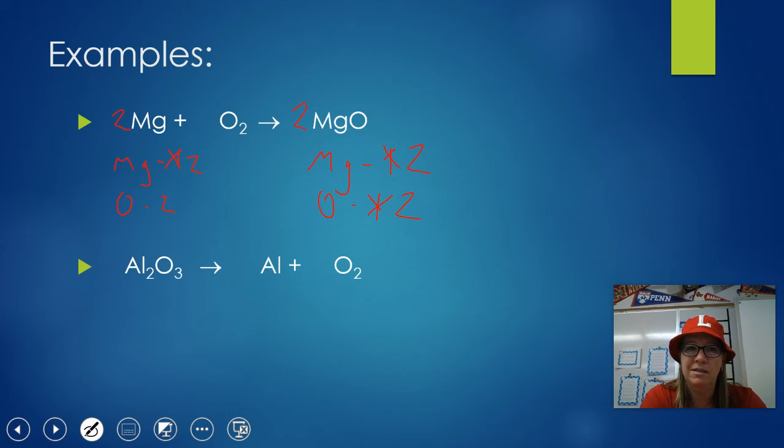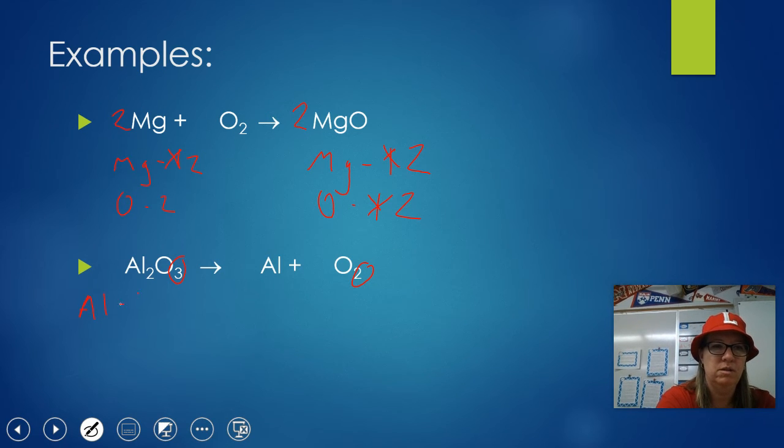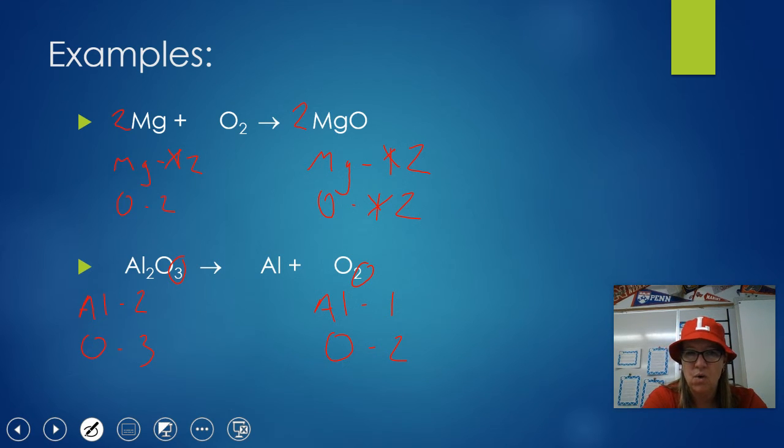You're kind of recommended to deal with oxygen and hydrogen last because they're so common. But when you've got these 3s and 2s, you want to kind of look for a common denominator. So I've got 2 aluminum on this side. I've got 1 on this side. I've got 3 oxygen on this side, and I've got 2 on that side. So I'm going to go ahead and just stick a 3 here and a 2 here because I need that common denominator of 6, okay?